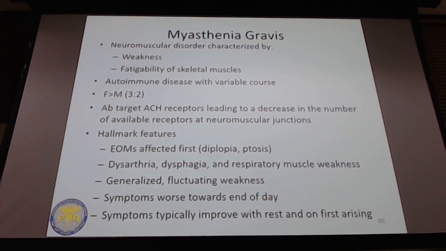So myasthenia gravis, this is one I'd like us to pay a little bit more attention to. It's a neuromuscular disorder characterized by weakness and fatigability of skeletal muscles, right? You're like, that sounds like me, right? It's an autoimmune disease with a variable course, females greater than males. Our antibodies are targeting acetylcholine receptors, leading to a decrease in the number of available receptors at the neuromuscular junction.